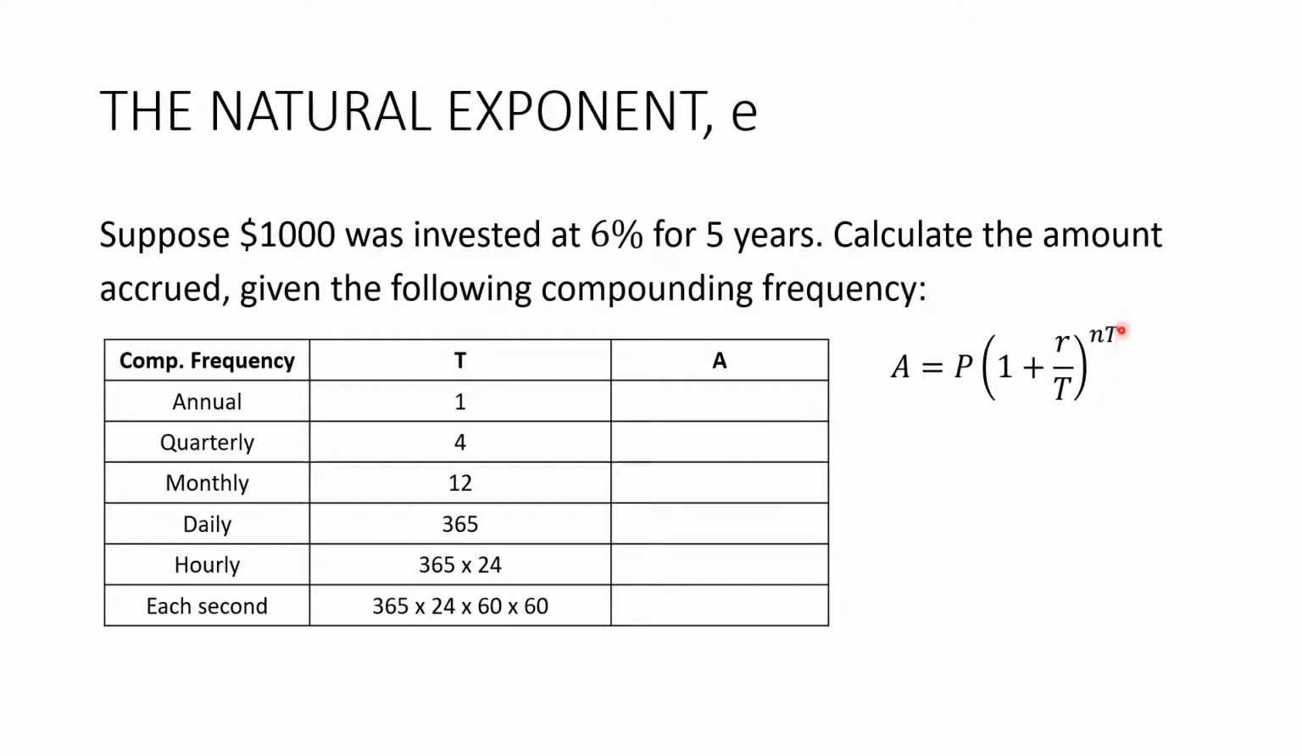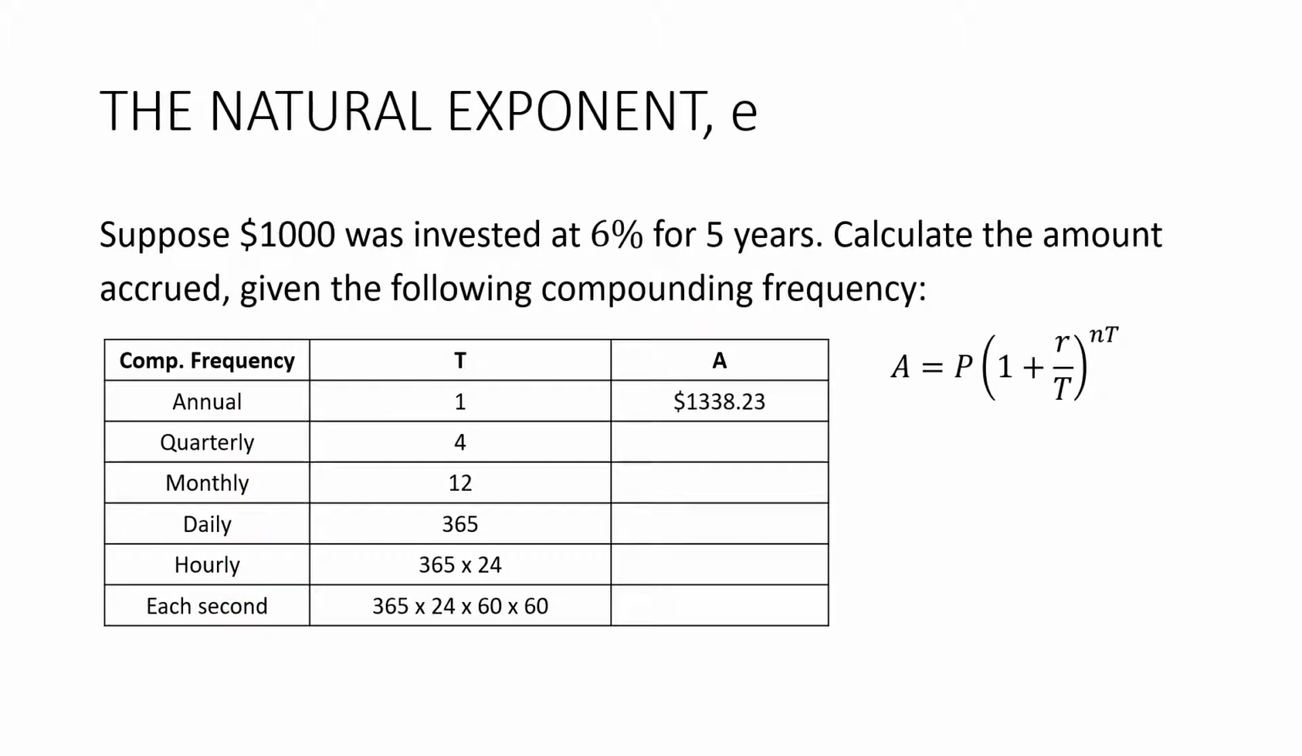Now this is a rather more extended form of the compound interest formula. So I've still got the amount accrued is equal to the principal multiplied by 1 plus r, but I'm dividing by the number of times it's compounded. So if it was quarterly, I'd divide by 4, monthly I'd divide by 12, and then I'm raising it to the power of nt, so the number of years multiplied by the number of times it's compounded. And using this, I'm going to work out what amount will accrue after the 5 years given this compounding frequency.